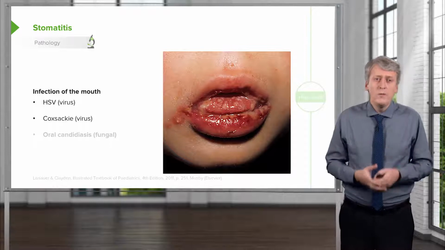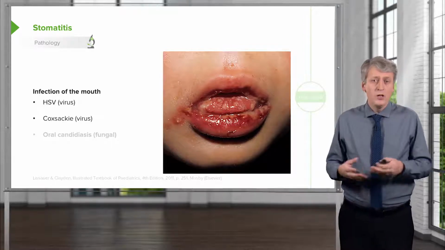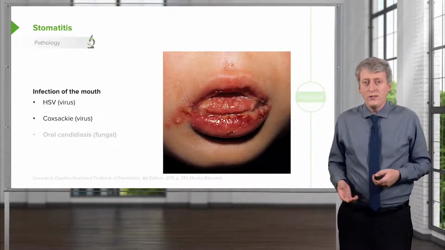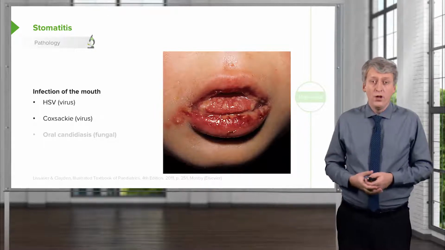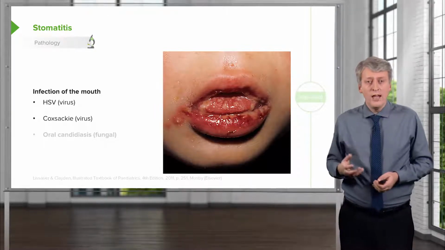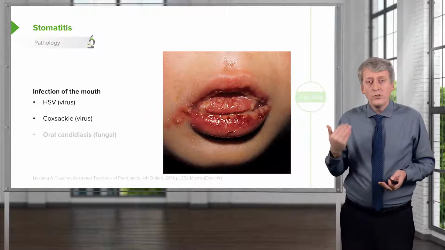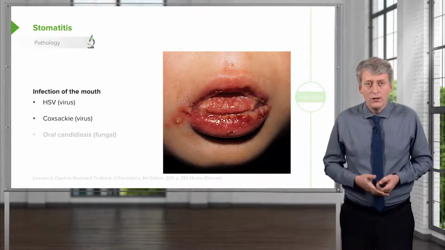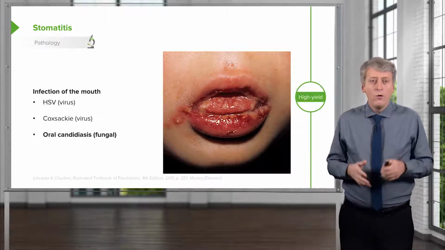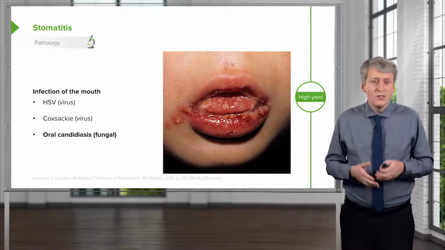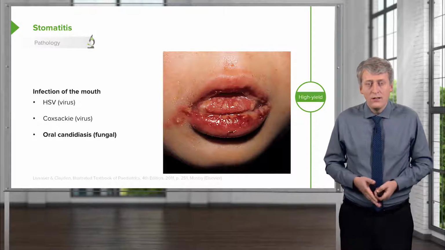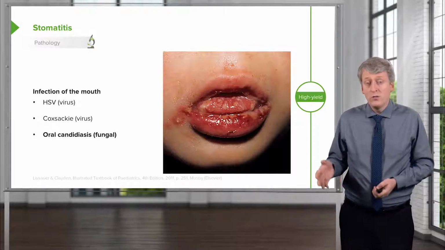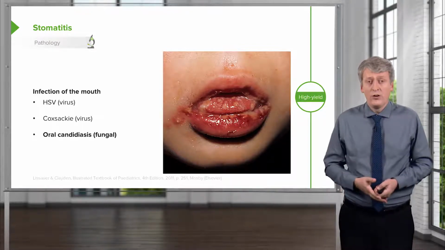It can also be caused by Coxsackie, which as we know causes hand, foot, and mouth disease, and in particular the mouth can be involved. Although usually Coxsackie virus lesions are more posterior and HSV virus lesions are more anterior. Very rarely it can be a fungal disease such as severe oral candidiasis. Typically we might be worried about the immune system and in particular the T cell function in these patients.